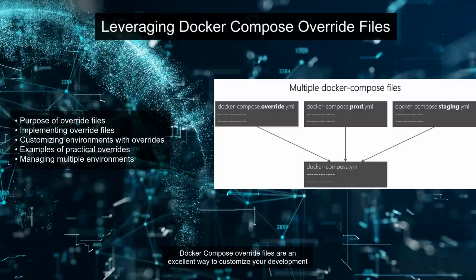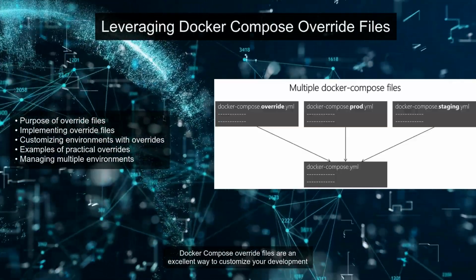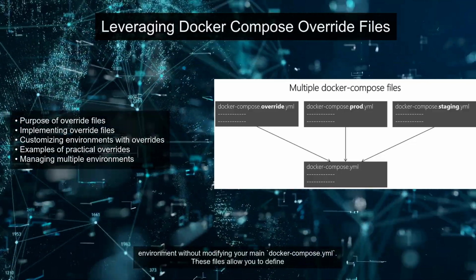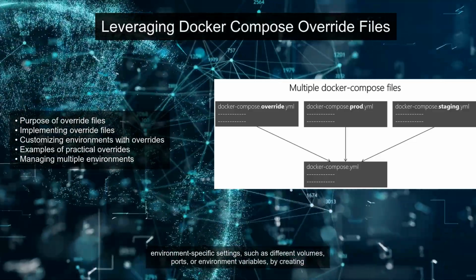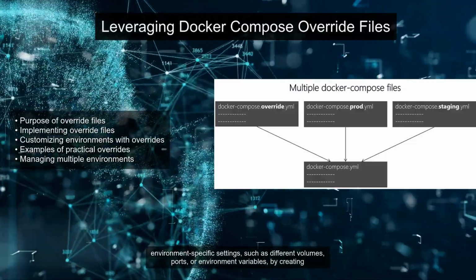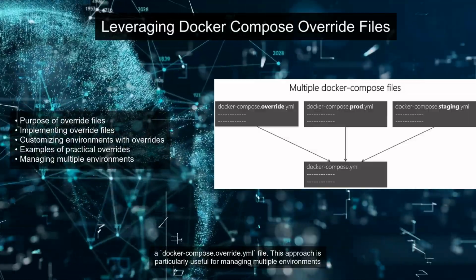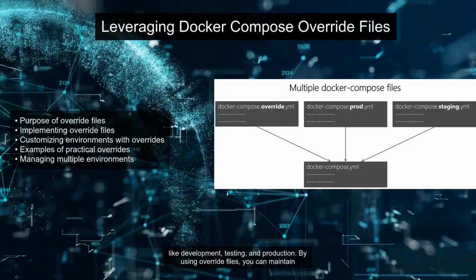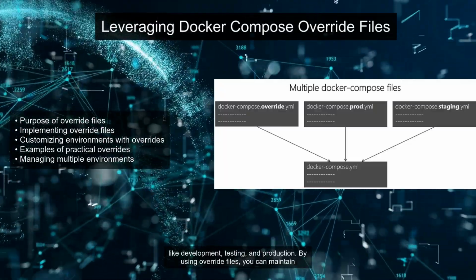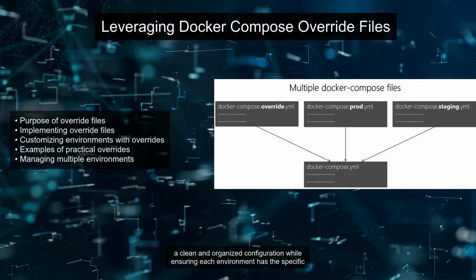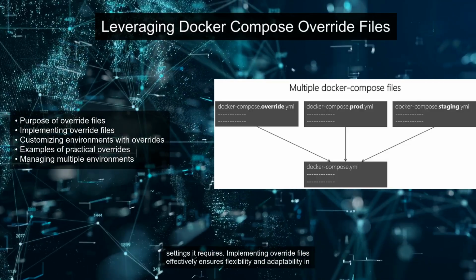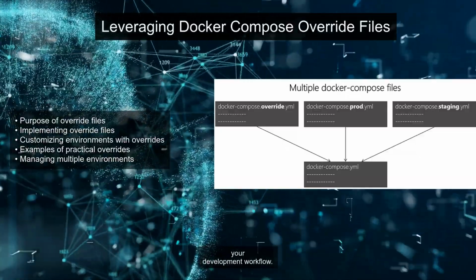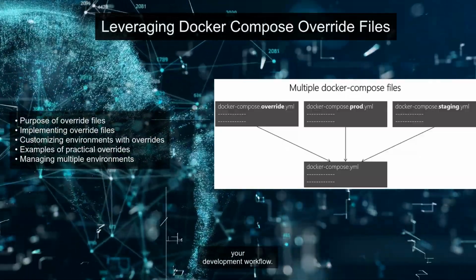smoother development experience. Docker Compose override files are an excellent way to customize your development environment without modifying your main docker-compose.yml. These files allow you to define environment-specific settings, such as different volumes, ports, or environment variables, by creating a docker-compose.override.yml file. This approach is particularly useful for managing multiple environments like development, testing, and production. By using override files, you can maintain a clean and organized configuration while ensuring each environment has the specific settings it requires. Implementing override files effectively ensures flexibility and adaptability in your development workflow.